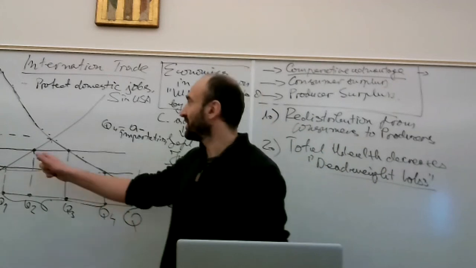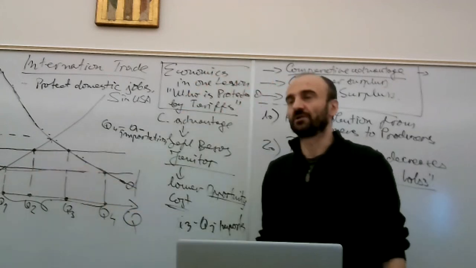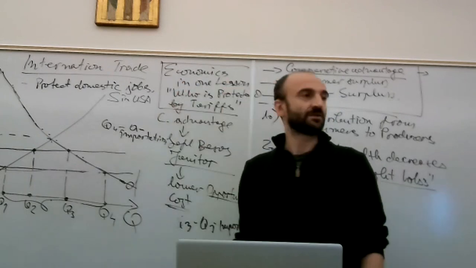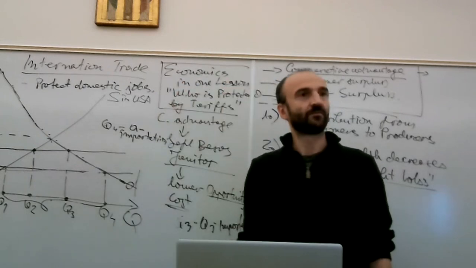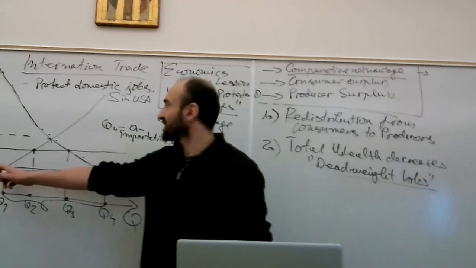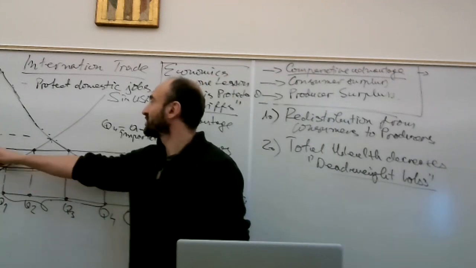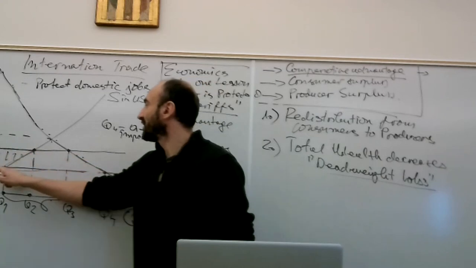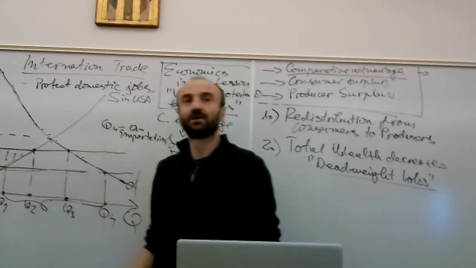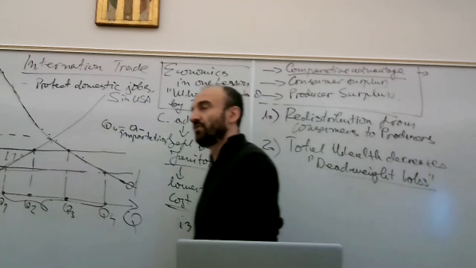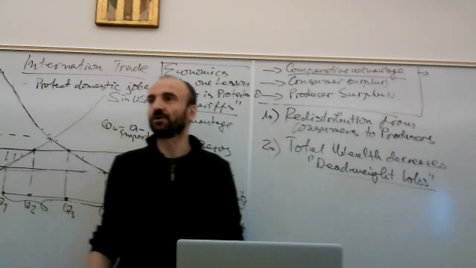So what happened as a consequence of this particular change here? What is now the producer surplus for domestic steel producers? It's this small triangle plus this trapezoid here. So you see how producer surplus for domestic sellers increased significantly. So far so good. So we see producers benefit as expected.